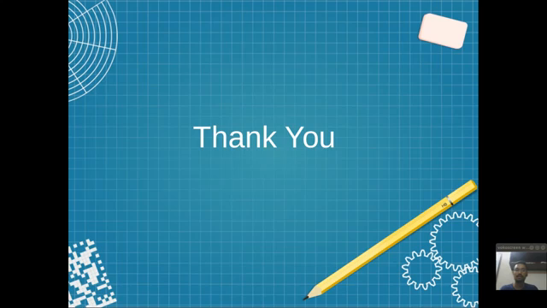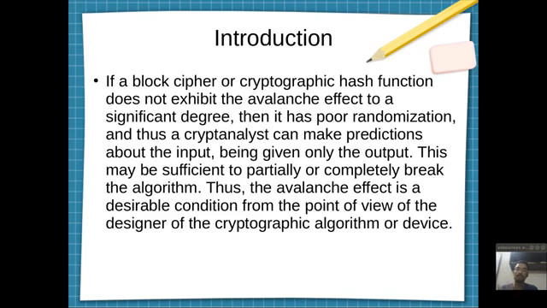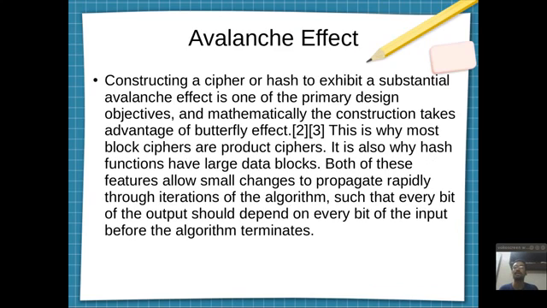If a block cipher or cryptographic hash function does not exhibit the avalanche effect to a significant degree, it has poor randomization, and a cryptanalyst can make predictions about the input, being given only the output. This may be sufficient to partially or completely break the algorithm. Thus, the avalanche effect is a desirable condition from the point of view of the designer, cryptographer, and algorithm models. Constructing a cipher or hash to exhibit a substantial avalanche effect is one of the primary design objectives, and mathematically the construction resembles the butterfly effect. This is why most block ciphers are product ciphers. It is also why hash functions have large data blocks. Both of these features allow small changes to propagate rapidly through iterations.